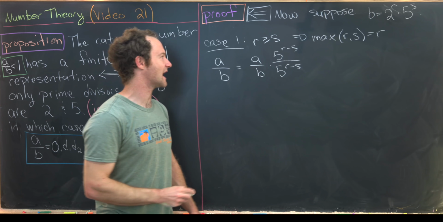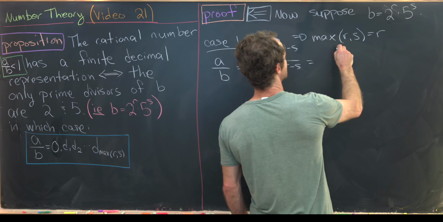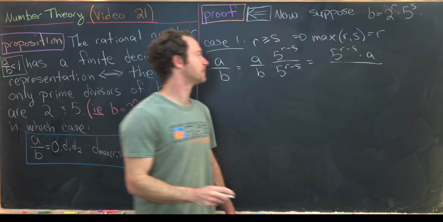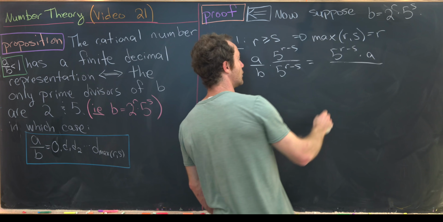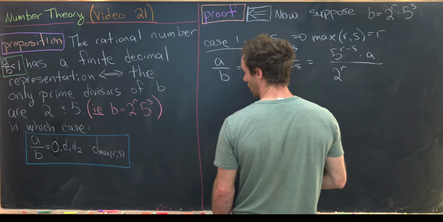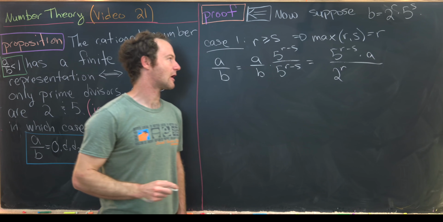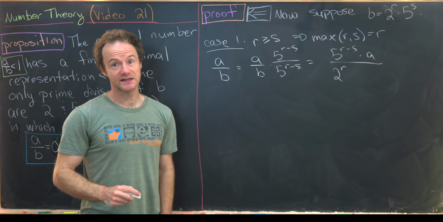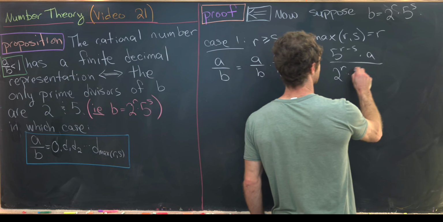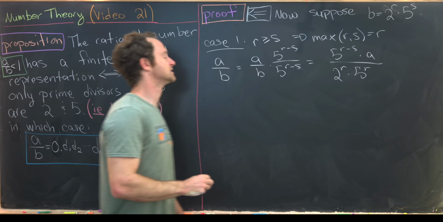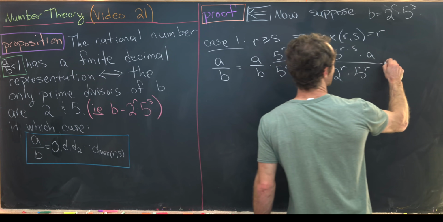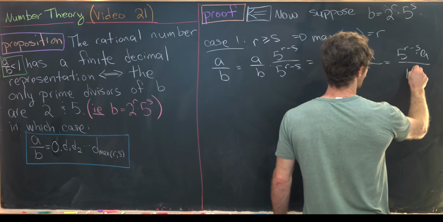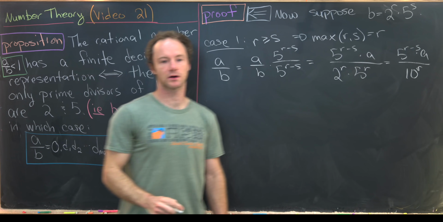Okay, so let's see what that gives us. That's going to give us in the numerator 5 to the r minus s times a. And then in the denominator, well, we still have this 2 to the r. And then what happens to the power of 5? Notice it's 5 to the r minus s plus s. In other words, it is 5 to the r. Great. So in the end, we have 5 to the r minus s times a over 10 to the r.